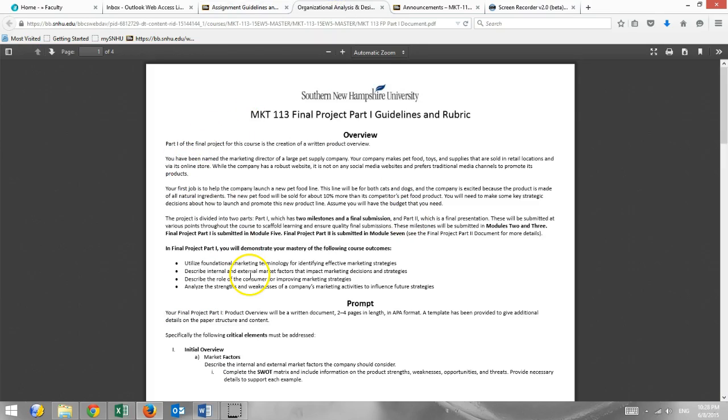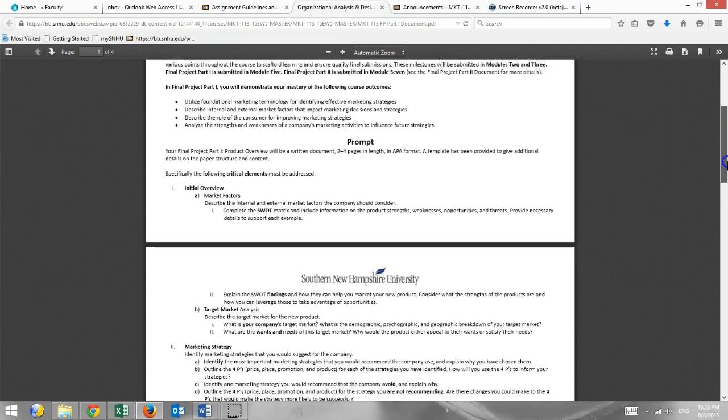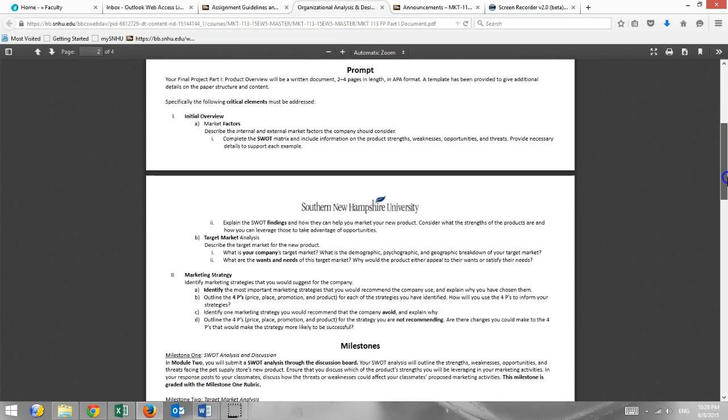So we know the overview, we know the prompt, and if you realize you have already worked in a couple of milestones, look right here. We submitted in Module 2 the SWOT analysis, and in Module 3 we submitted the market analysis. So now this is what you need to do.